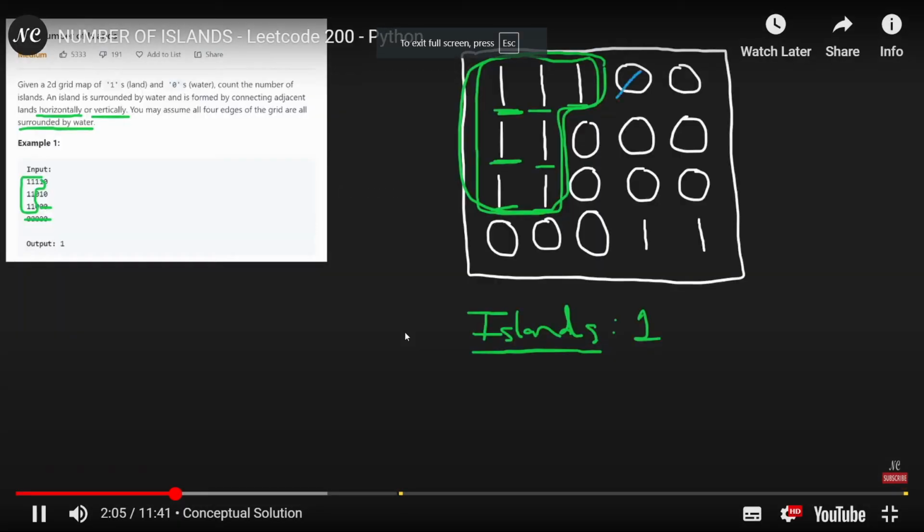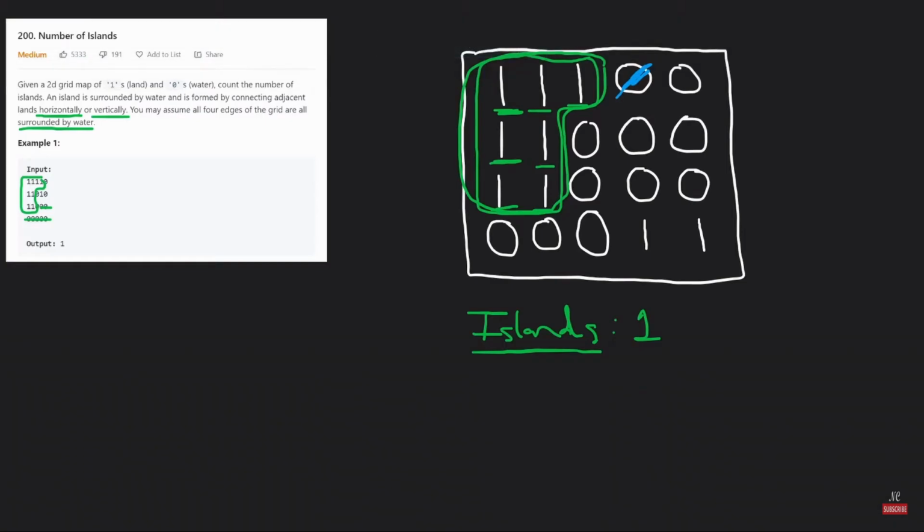Okay, we check, is this an island? Nope, it's water. So just cross it out. Don't need to consider it anymore. Is this an island? Nope, it's water. This is water, this is water, and so on. It's getting pretty repetitive, but this is still water.